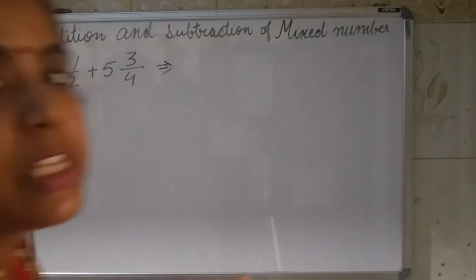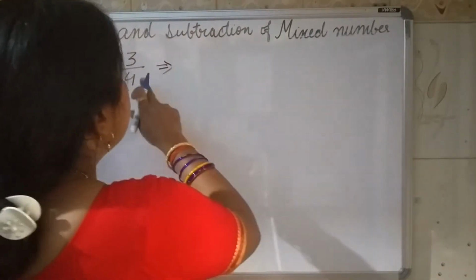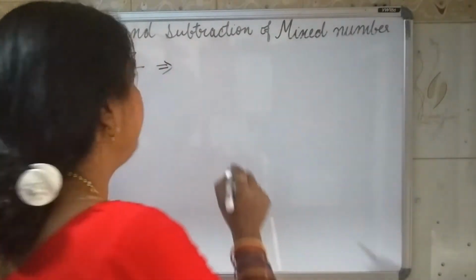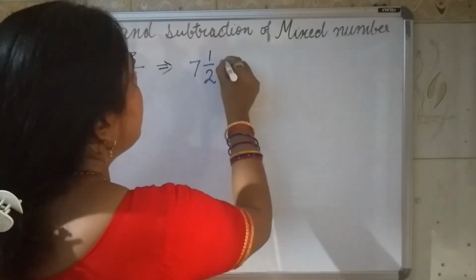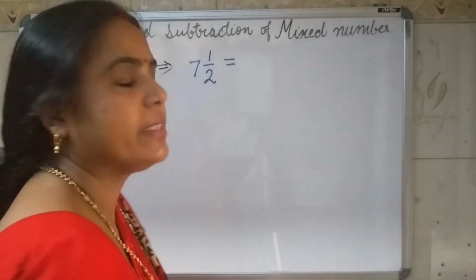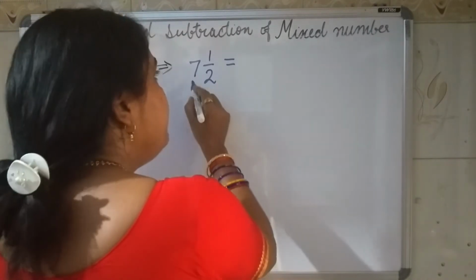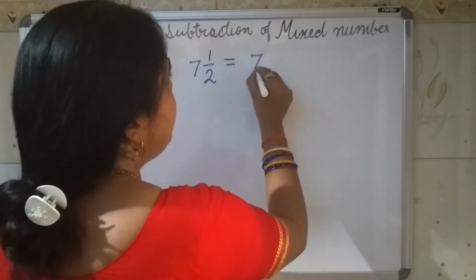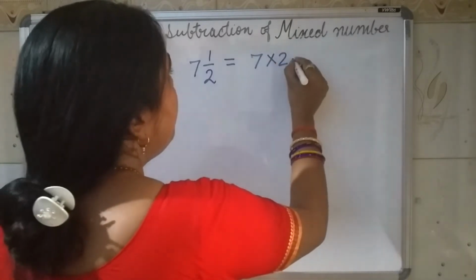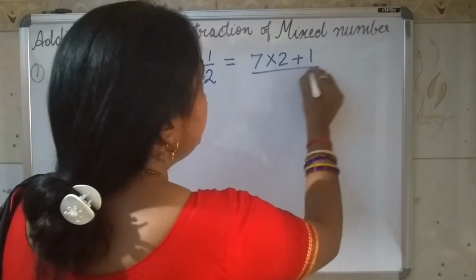The next process which I am going to explain to you is changing into the improper fraction. So first I will take 7 whole 1 by 2 and convert it into the improper fraction. What was that? The whole number multiplied by denominator, so 7 multiplied by 2, plus numerator upon denominator.